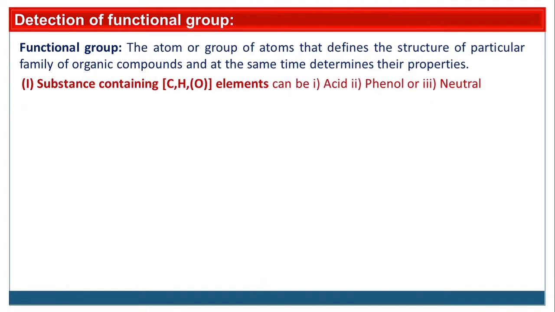Substances containing CHO elements can be acid, phenol or neutral. So if CHO elements are there, those compounds are either acid, phenol or neutral. Base is not possible because organic bases are amines. Amines contain nitrogen, and here our organic compound contains only CHO elements. So bases are not possible. According to type, we have to perform the tests for either acid, phenol or neutral functional groups only.